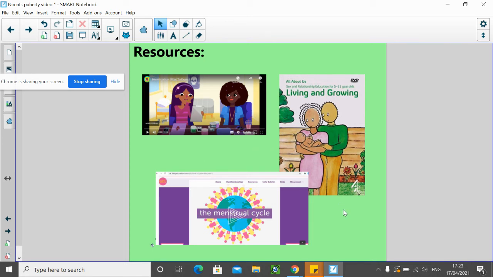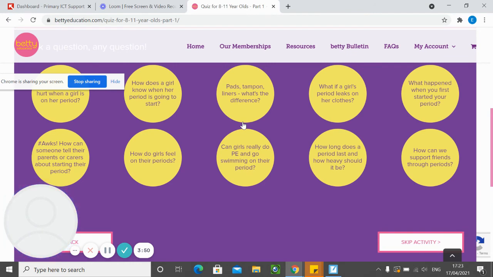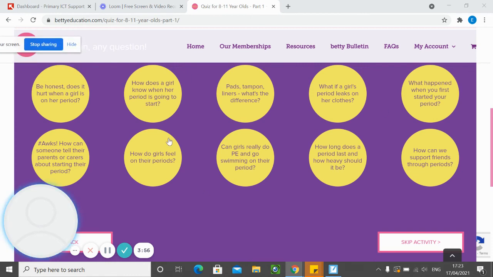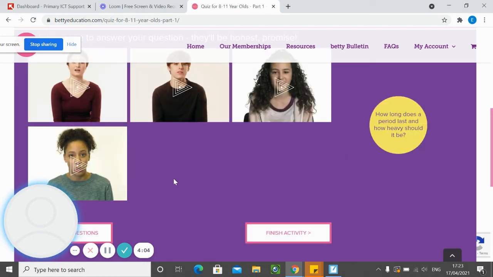I can show you one of the activities we might do. This is from a website called Betty Education. If you want to have a look at this at home, you can sign up to this yourself. There are lots of things on here. This is quite nice, where there are questions that the children can click on, and when they click on a question, they get a panel of experts around their age or a little bit older who talk to them and answer the question for them. So that one's quite nice.